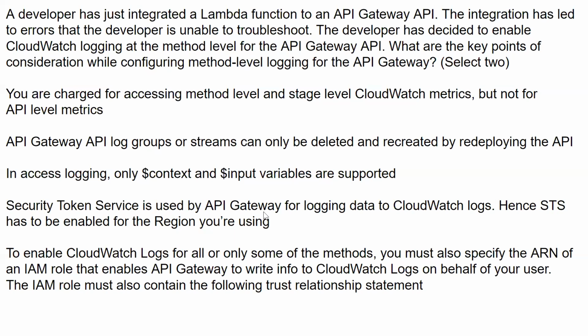Security Token Service is used by API Gateway for logging data to CloudWatch logs. Hence, STS has to be enabled for the region we're using. To enable CloudWatch logs for all or only some of the methods, you must also specify the ARN of an IAM role that enables API Gateway to write info to CloudWatch logs on behalf of your user. The IAM role must also contain the following trust relationship statement.